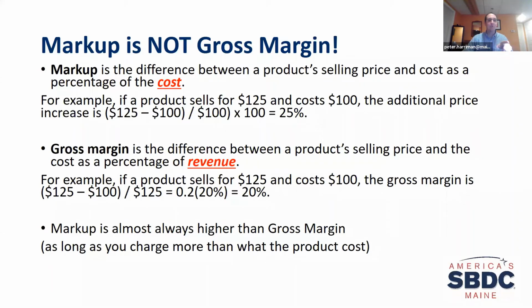So an example is, if a product sells for $125 and the cost is $100, the additional price increase means a 25% markup. But gross margin, it means you got a 20% gross margin, right? So markup is almost always higher than gross margin.